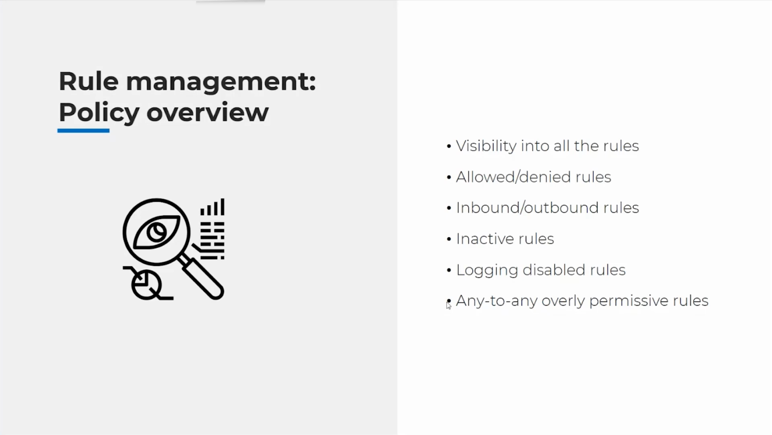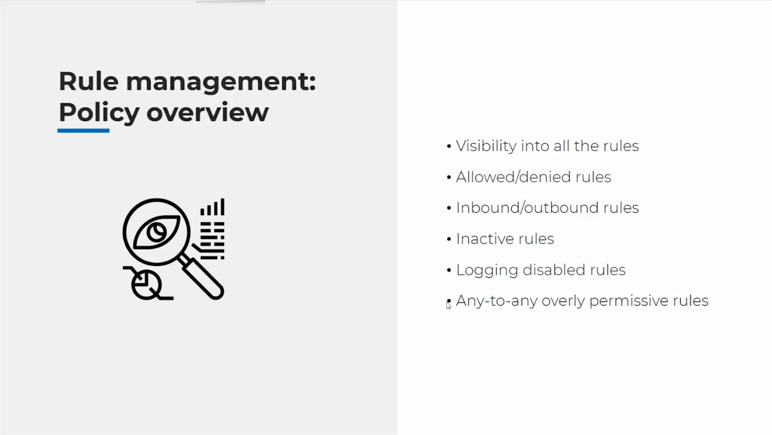So you can filter these rules according to allowed or denied rules, inbound or outbound rules, inactive rules, logging disabled rules, and overly permissive rules. So you can also download and analyze this list of rules. So with this feature, Jim can gain clear visibility into the existing set of rules across all of his firewalls.